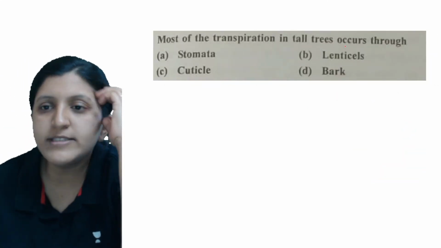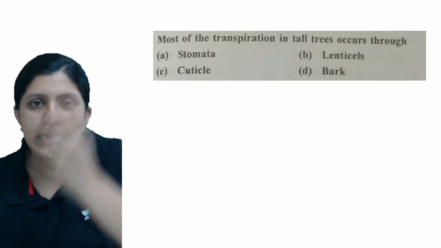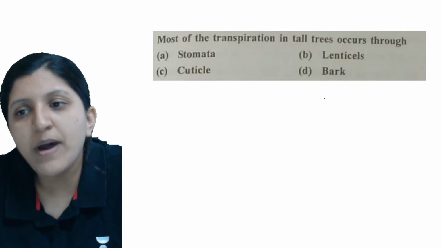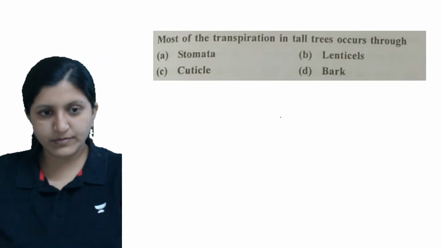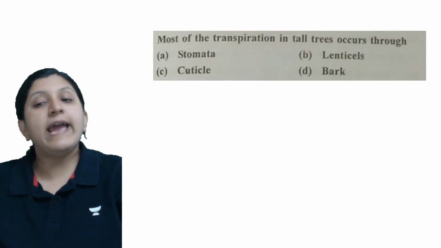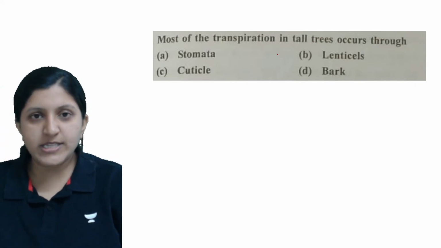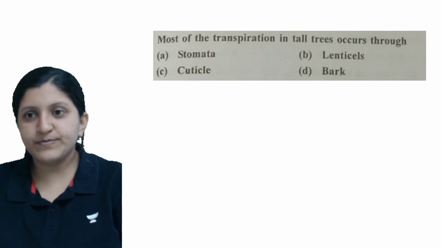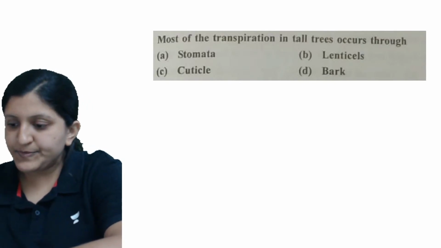Most of the transpiration in tall trees occurs through which one? The options are stomata, lenticels, cuticle and bark. So how exactly does the transpiration occur here? No idea?